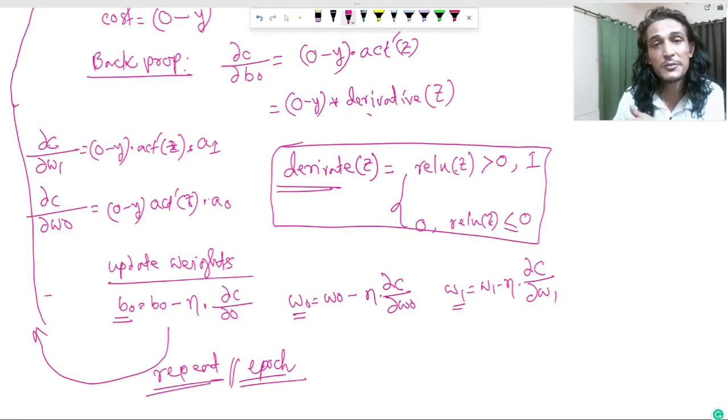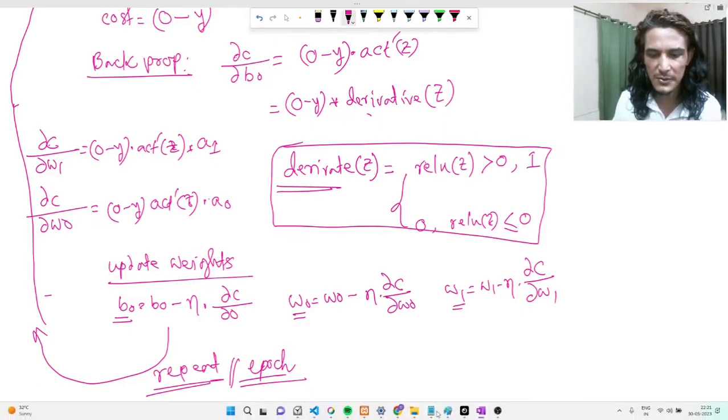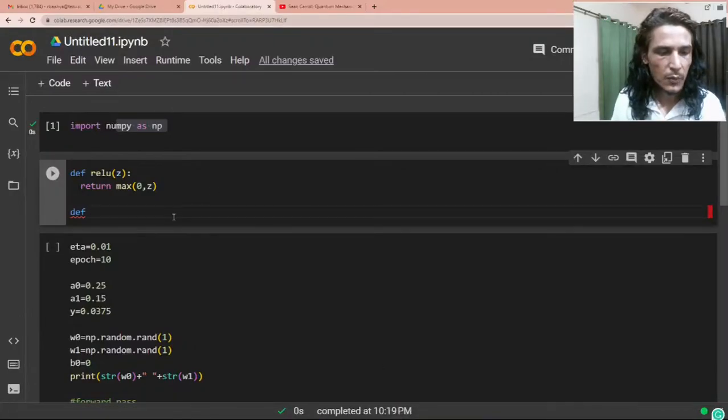But since ReLU of g is already computed, we can directly pass the value of ReLU of g here and do some operation. Are you getting what I'm trying to say? Yes. Okay, let's see. What we want is, let's call it a derivative.